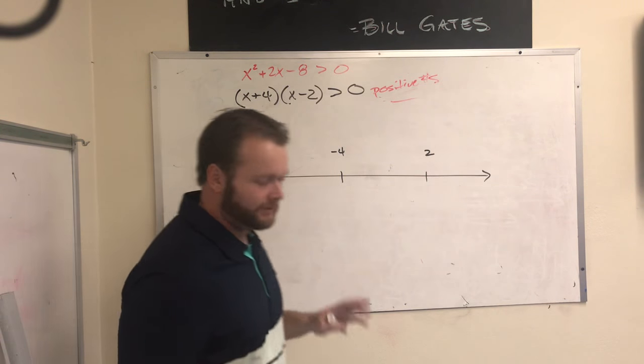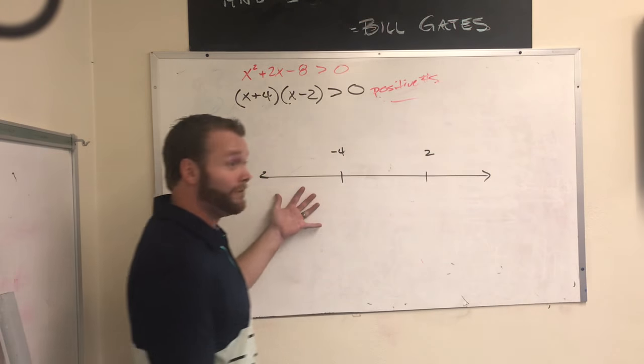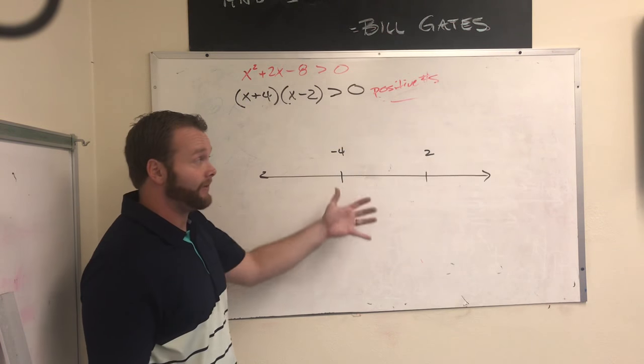So just make a quick number line, okay? Those are the places that are equal. So in between -4 and 2, it's going to be unequal. It might be positive or it might be negative. To the right of 2, it's going to be unequal. It might be positive or it might be negative. To the left of -4, it's going to be unequal. It might be positive or negative. We have to decipher that, okay?